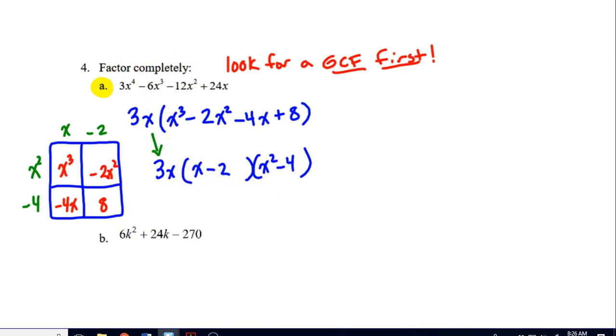To factor completely, you want to make sure that every factor is completely factored. I see a factor here, this binomial, a difference of two squares, that can be factored further. So go ahead and factor that further. Play the recording when you're ready.